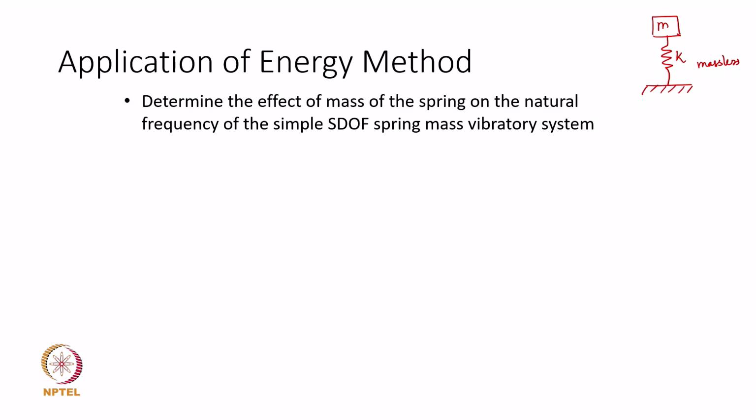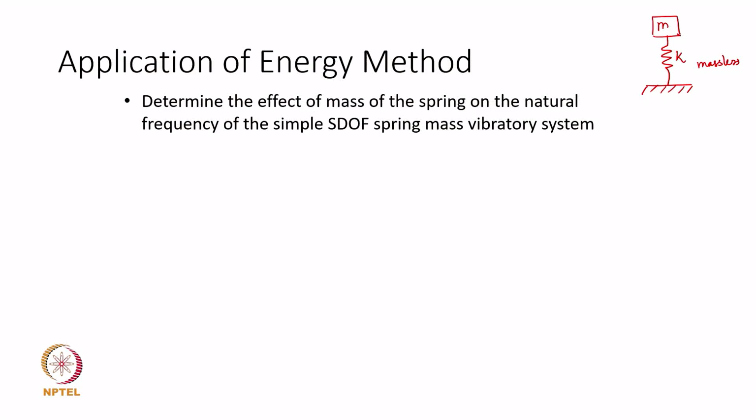However, suppose the springs have significant mass, how do I account for the spring's mass in obtaining a more accurate estimate of the natural frequency? Because if the mass moves and oscillates with a certain velocity, the entire spring is also moving.